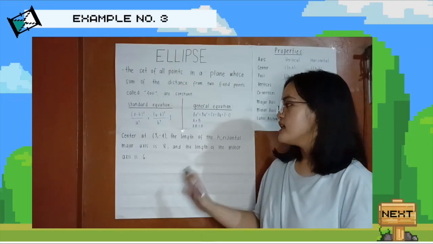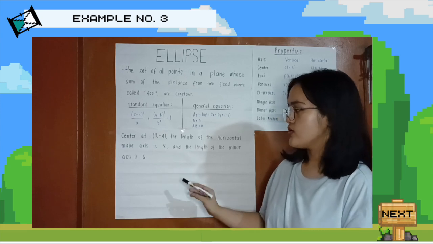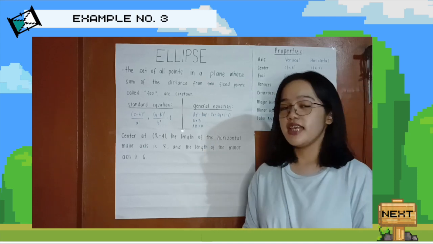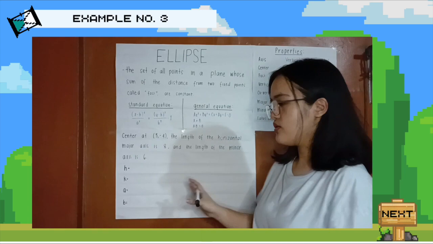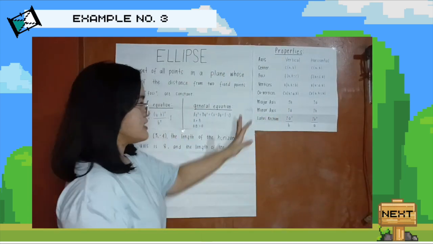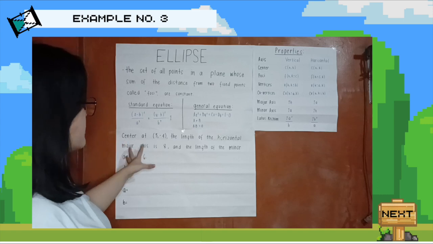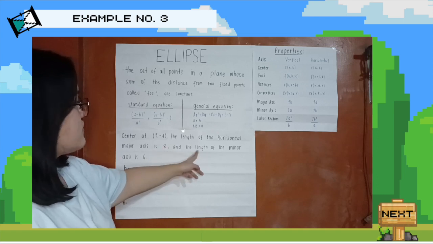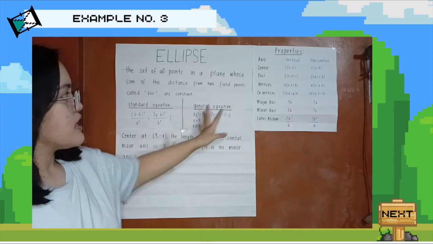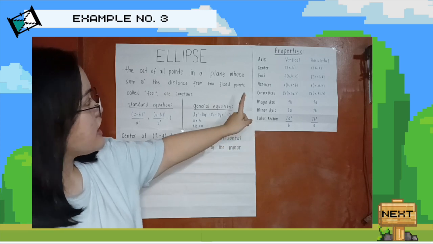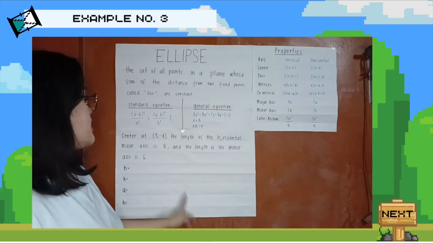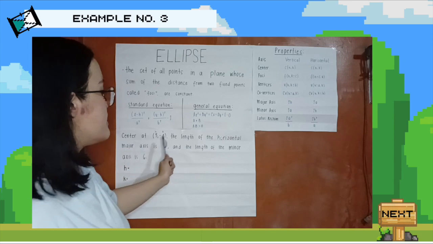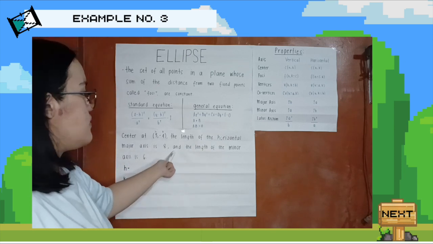This example is solving from properties to a general equation. For us to solve for this, we need to find h, k, a, and b. We need to refer to this table. So the given is center at 5, comma, negative 4. The length of the horizontal major axis is 8 and the length of the minor axis is 6. Since the center is h, comma, k, we can say that 5 is h and negative 4 is k.